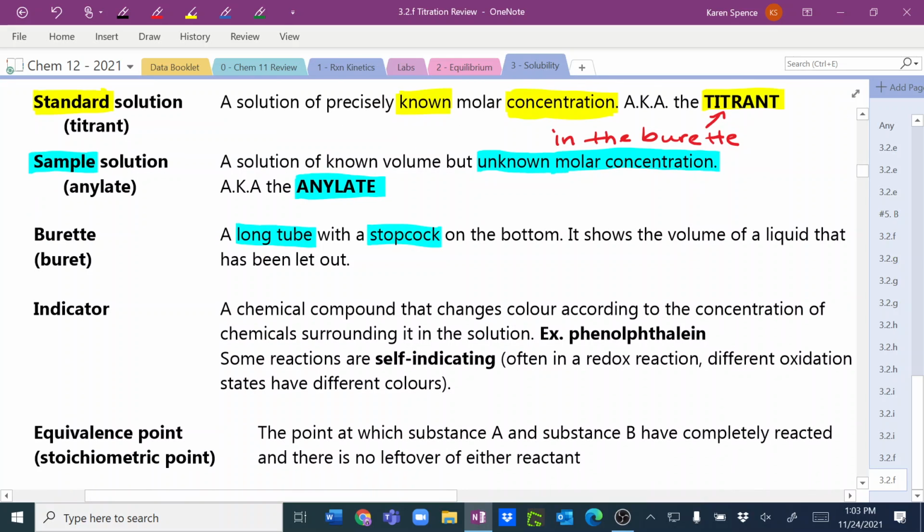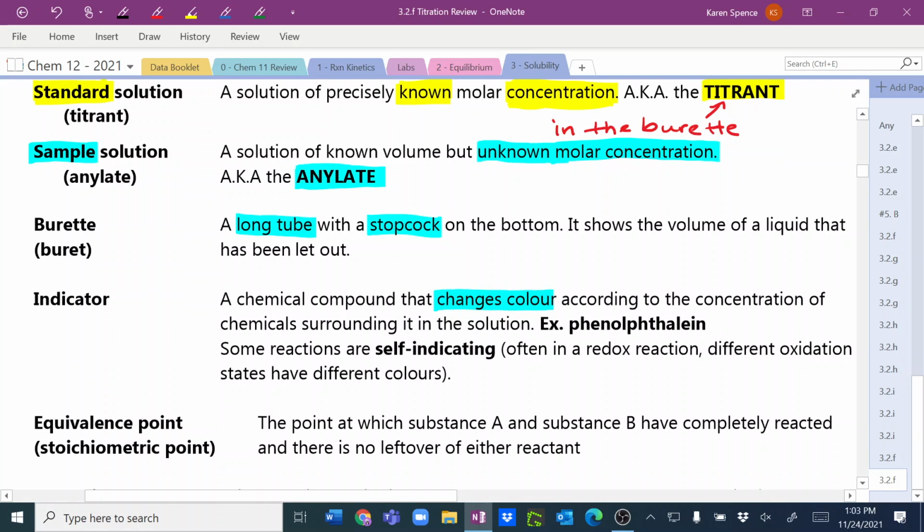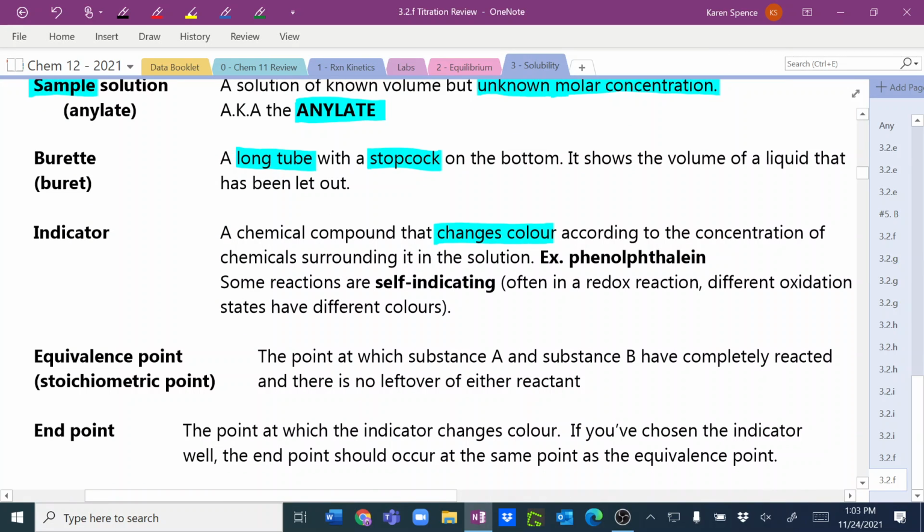An indicator is that substance that changes color according to the concentration of the chemicals that surround it. So for example, phenolphthalein, if it is surrounded by acid, it is colorless. If it is surrounded by base, it is pink or magenta. So it just depends on what kind of environment it's in. There are some self-indicating reactions where the reactant actually changes to a different color when it's a product. And we'll be doing one of those in Unit 5.